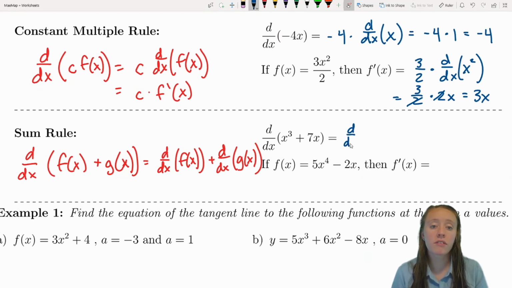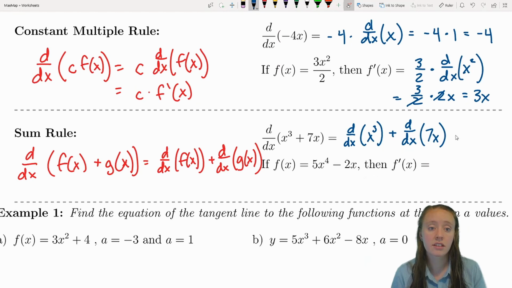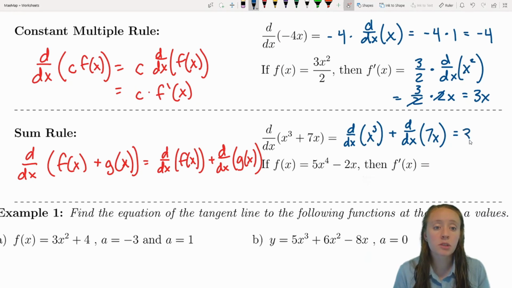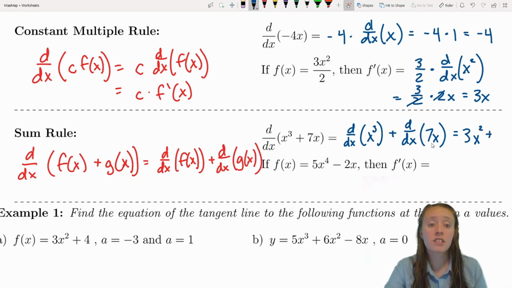So I'm going to split my derivatives up and take the derivative of x cubed and add that to the derivative of 7x. The derivative of x cubed, well, we're going to have to use our power rule. So we bring that exponent of 3 down in front, and then it will be x to the 3 minus 1. X to the 3 minus 1 is x squared. That's that first derivative, and we add it to the second derivative, the derivative of 7x. In this case, we're going to use the constant multiple for that derivative. Pull that 7 out in front, and the derivative of x is just 1. So 7 times 1 gives us 7.